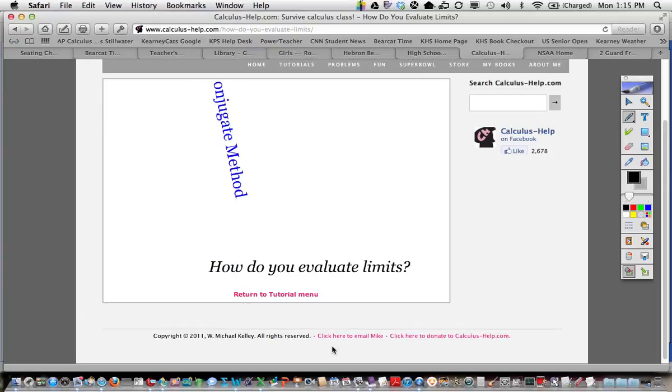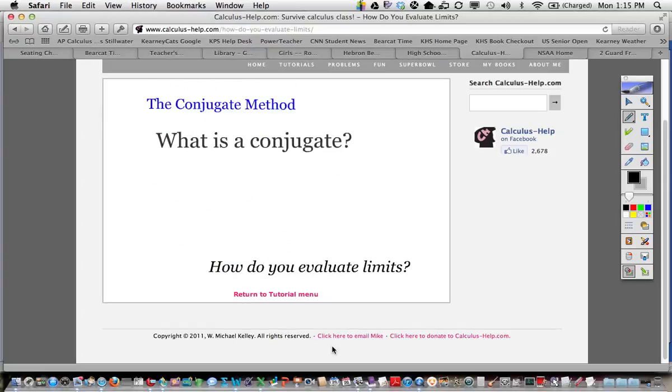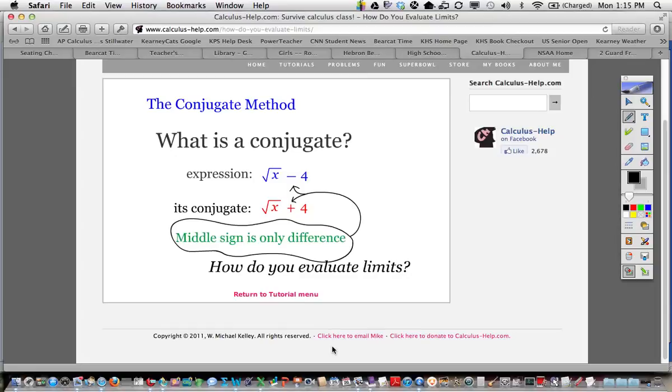Before we talk about the conjugate method, though, we might as well figure out what a conjugate is first. Take a look at this expression, the square root of x minus 4. Now, this is a plain old 2-term expression. However, it is easy to make the conjugate. All you do is change the negative sign in the middle to a positive sign. The conjugate of the square root of x minus 4 is the square root of x plus 4. That's all there is to it.